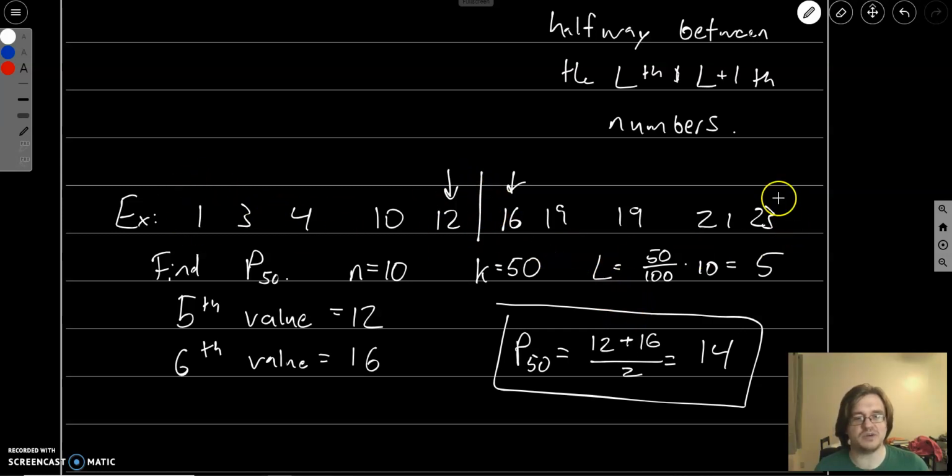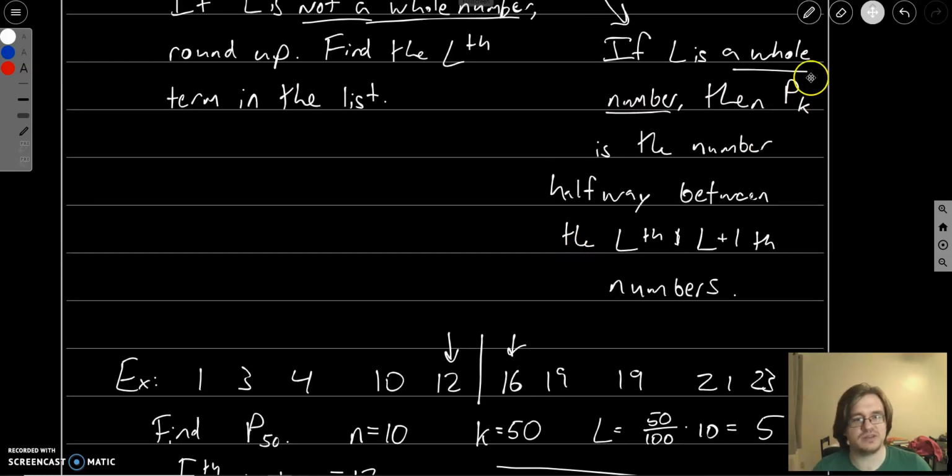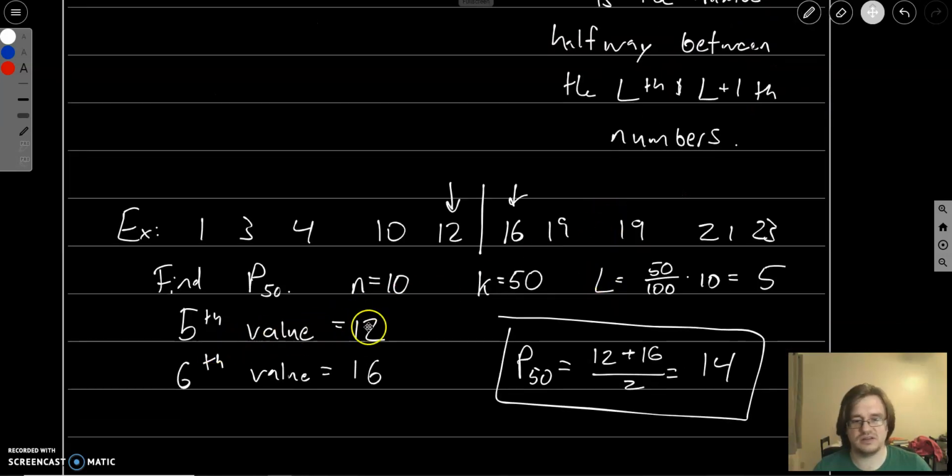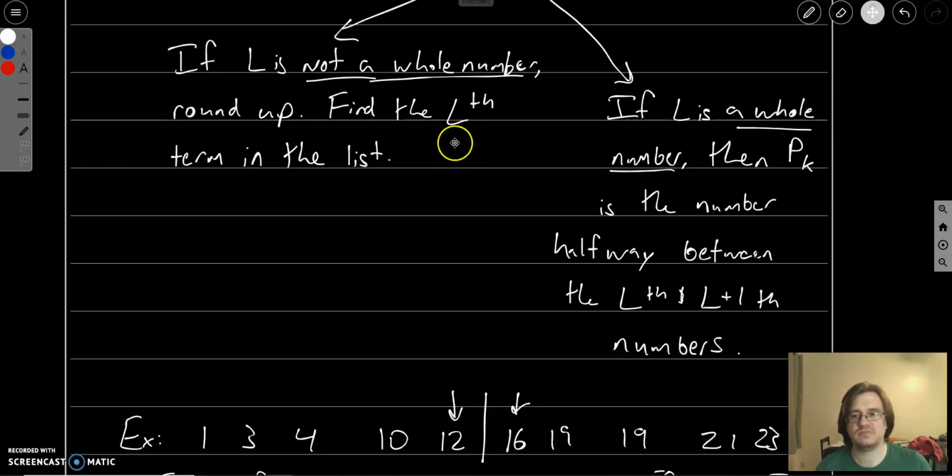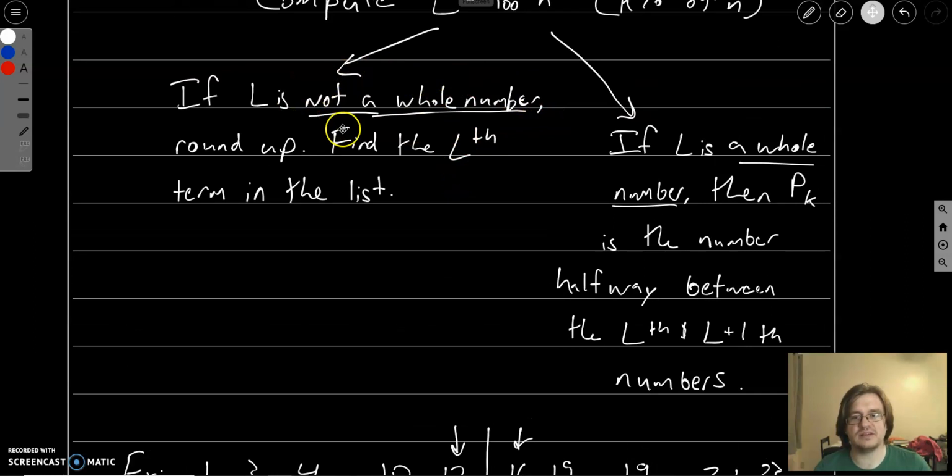We have an even number of data points, so the median is going to be halfway between the middle two. So we know how to deal with L when it's a whole number. When L is a whole number, we look between L and L plus 1, and we take the number halfway between. It's a lot easier when L is not a whole number. If L is not a whole number, we just round up, and we take that term in the list.